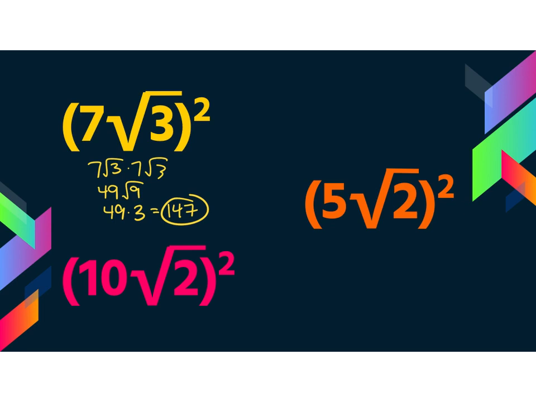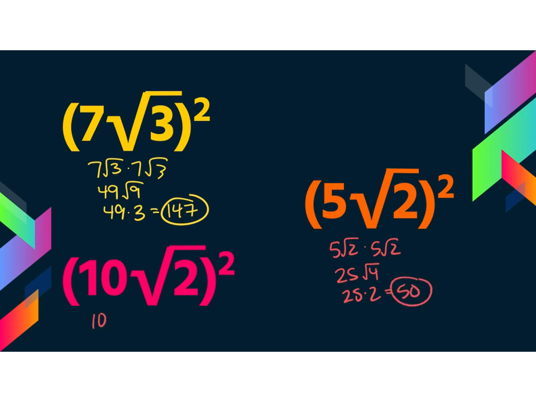Let's try another one. We have 5 square roots of 2 squared. So we're going to do 5 square root of 2 times 5 square root of 2. We do 5 times 5 to get 25. Square root of 2 times square root of 2 is the square root of 4. And we have 25 times 2, which is 50.